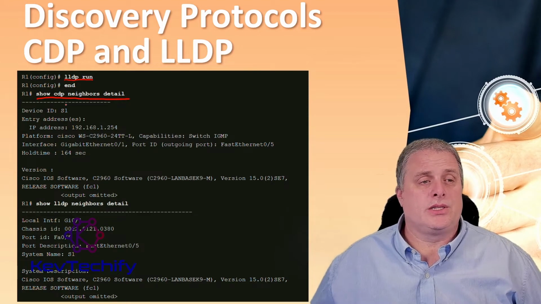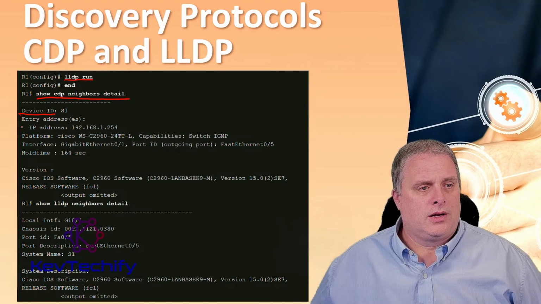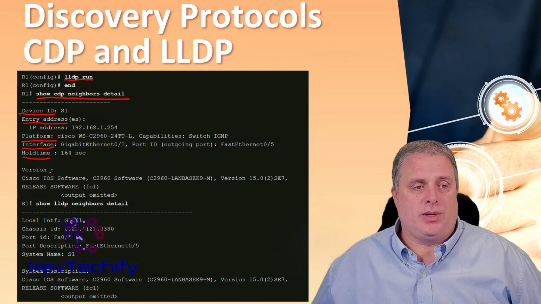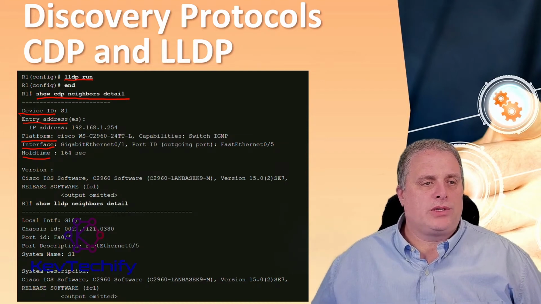It'll show us things like the device ID. It'll give us the addresses of the device. It'll say what the platform is, what interfaces we are connected to, give us the hold time for CDP, and it'll start listing out all the other information. So that was the show CDP neighbors detail.